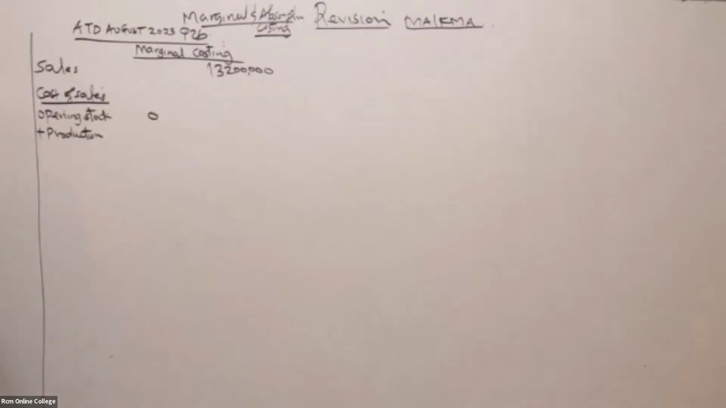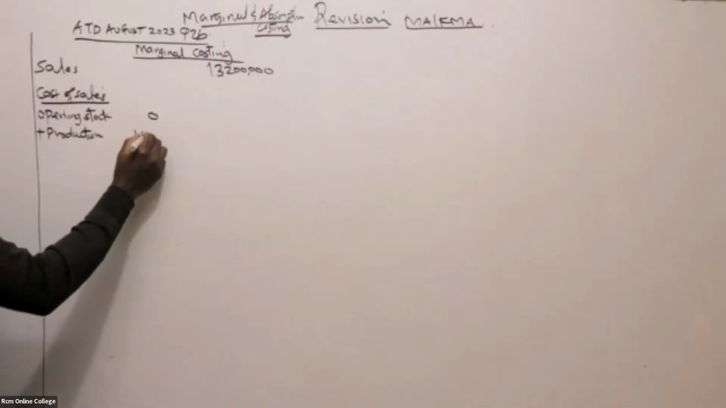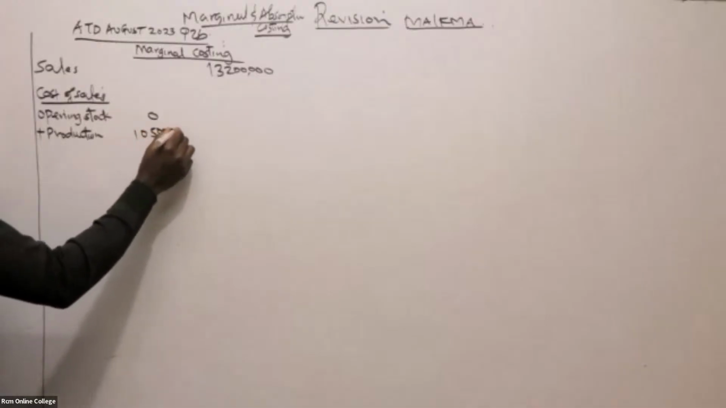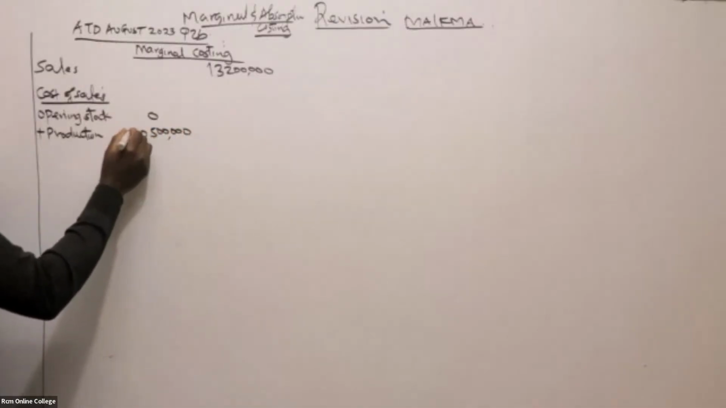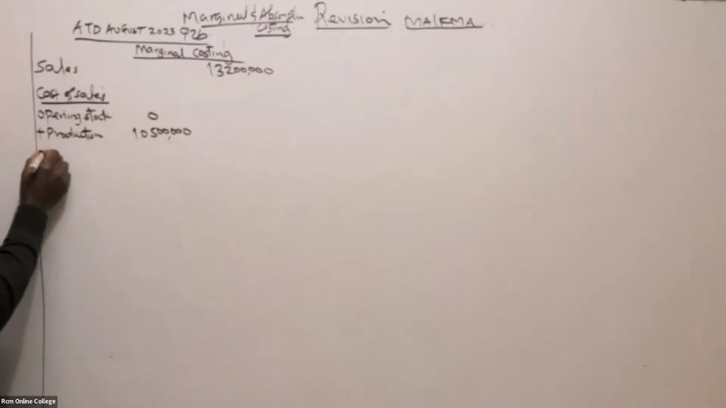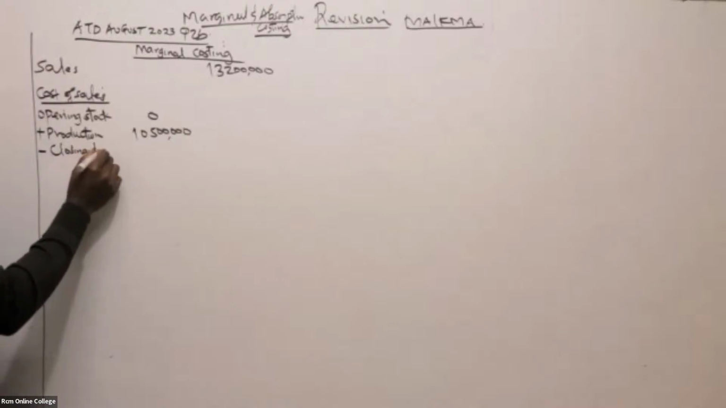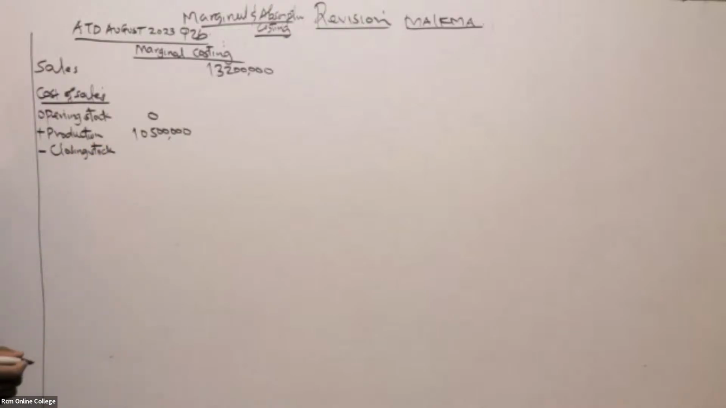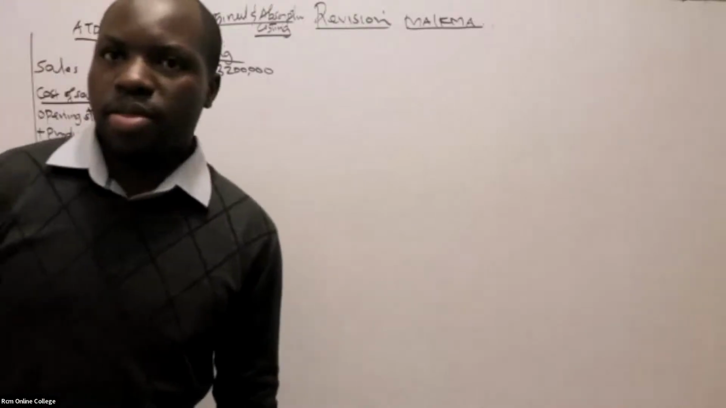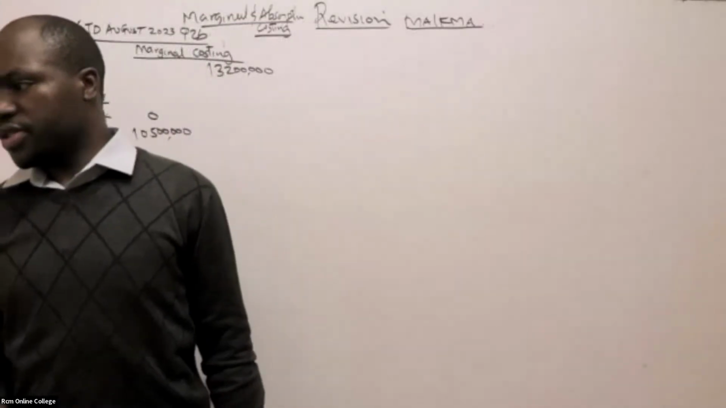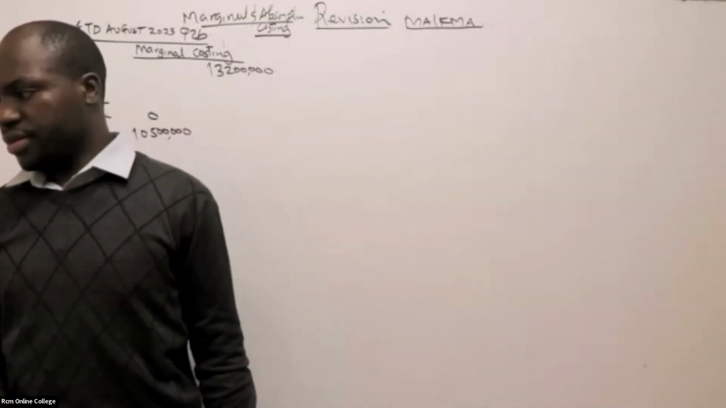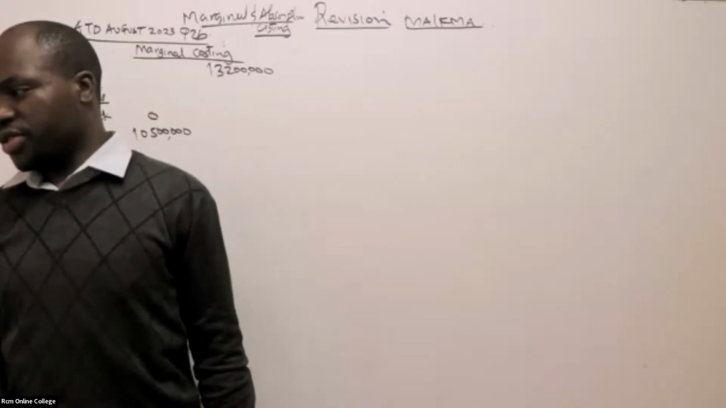That is 10,500,000. So that will give us 10,500,000. Then to that, remember we need to less closing stock. How many units do we have as the closing stock? What is the quantity of closing stock?